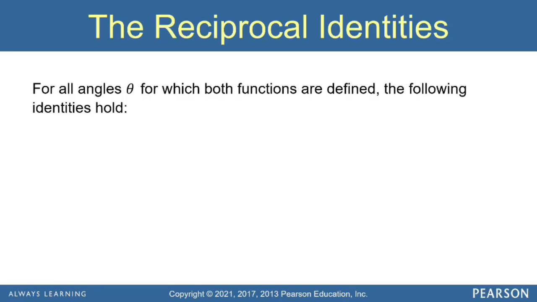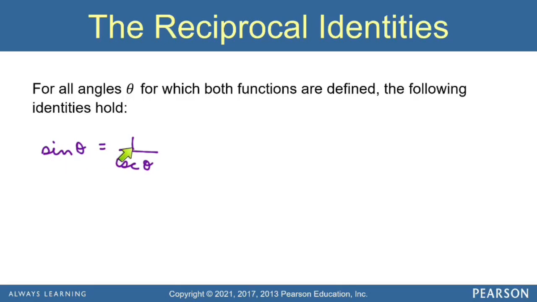We kind of already know these, but when we saw them in section 1.3, we wrote them in terms of x, y, and r, and today we'll write them in terms of each other. So you'll see what I mean here. For all angles theta, for which both functions are defined, the following identities hold. The sine of theta is equal to 1 over the cosecant of theta. Now you know 1 over something is just another way of saying it's the reciprocal, and we already knew that the sine function was the reciprocal of the cosecant function. So this is nothing new, it's just a new way of writing it for us.